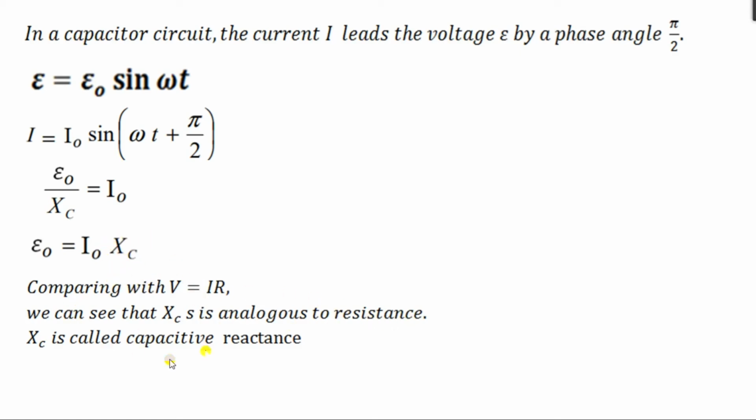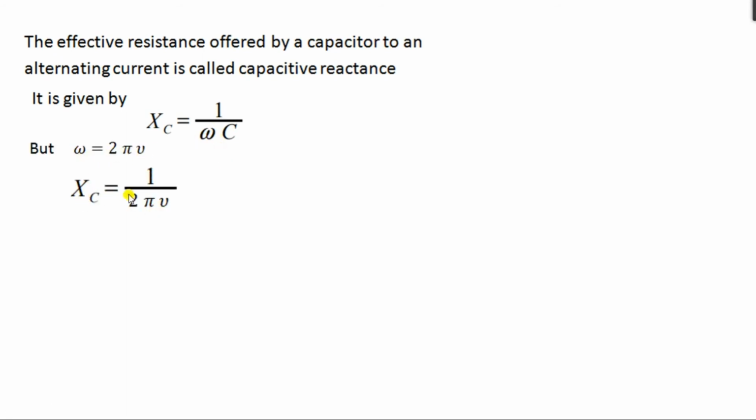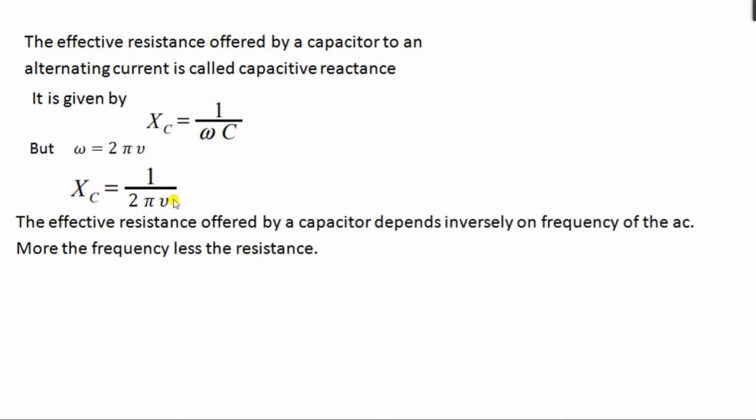That means the effective resistance offered by the capacitor is called capacitive reactance, and its formula is given by Xc is equal to 1 by omega c. This we have already done in our derivation. Now the effective resistance offered by a capacitor to an alternating current is called capacitive reactance, and it is given by Xc is equal to 1 by omega c, and omega is 2 pi into frequency, so I can write Xc is equal to 1 by 2 pi into frequency. The effective resistance offered by the capacitor is inversely proportional to the frequency of the current. That means the more the frequency, the less is the resistance.